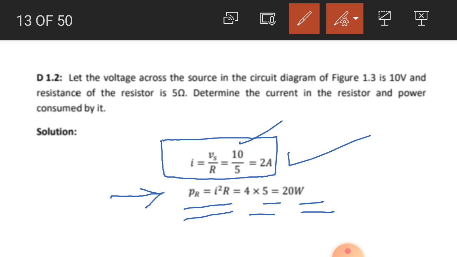We will talk about another passive circuit element in the upcoming class, which is capacitor, and then another passive circuit element in the upcoming class, which is inductor.